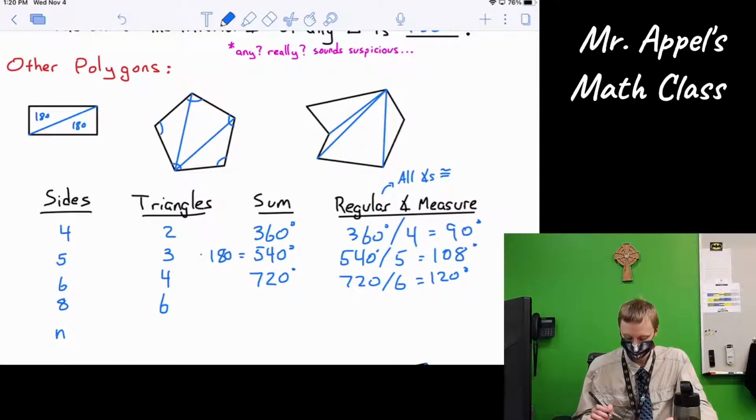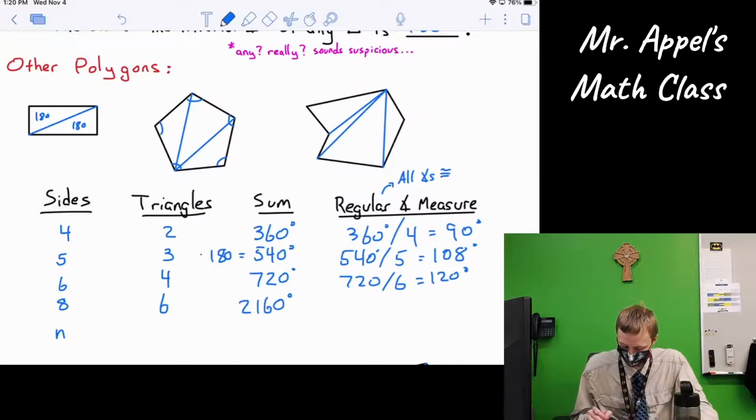Know this one? It's a big one. 360 times 6. Yeah, 2,160 degrees now. And now divide that by 8.